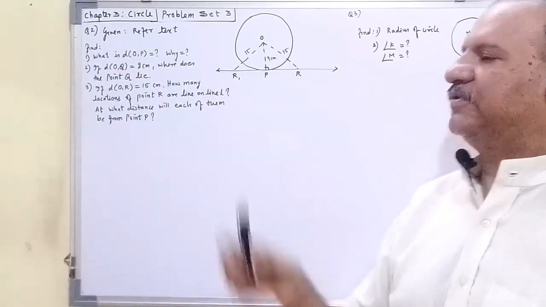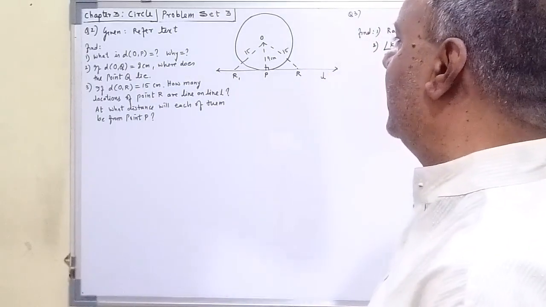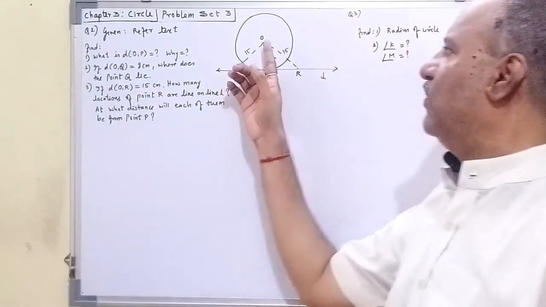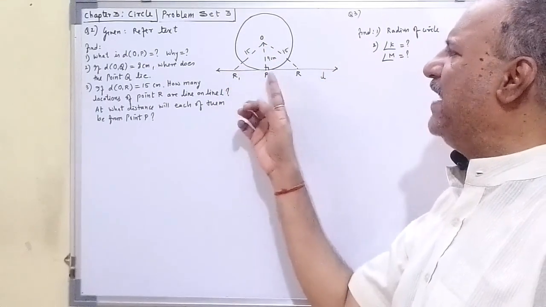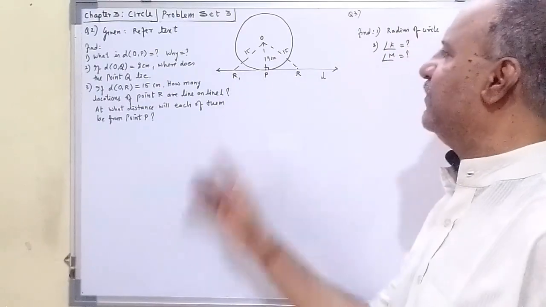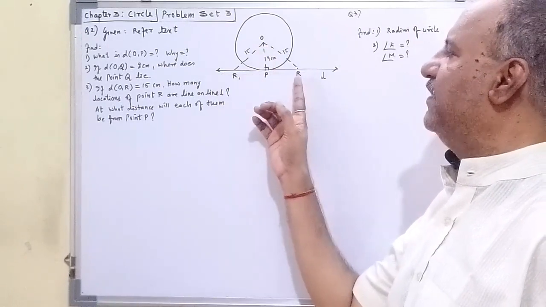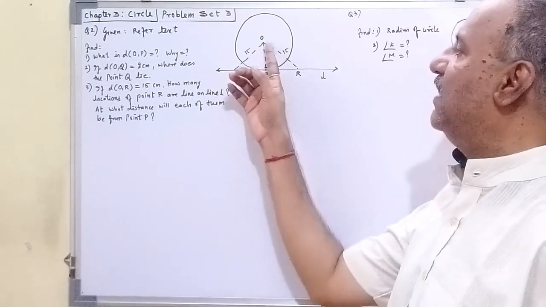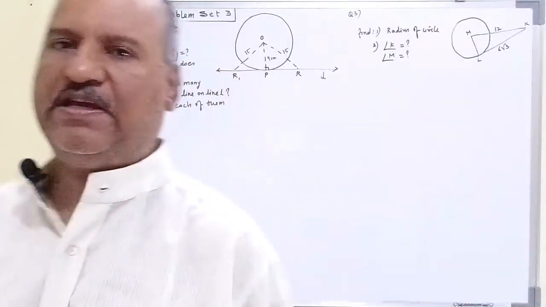Now line L is a tangent to the circle at point P. So segment OP is perpendicular to segment PR, the tangent here. Therefore in this triangle OPR, angle OPR will be 90. So use Pythagoras and get the value of PR. Let us start now.